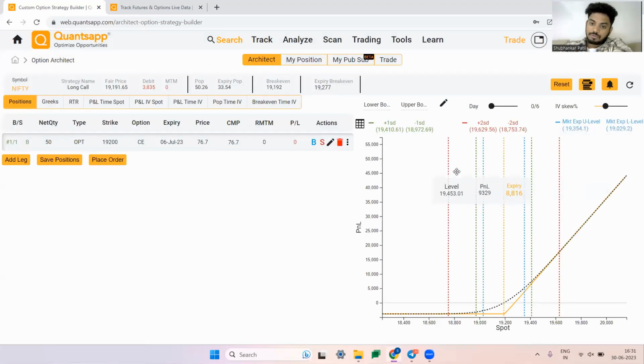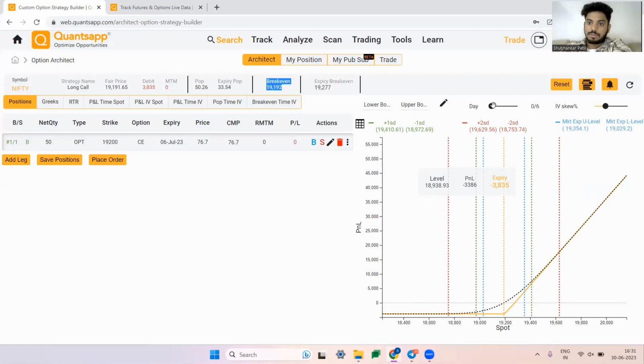Now simple, it is trying to show us on what various levels of Nifty how much profit or loss you would make in this entire option trading strategy. Now it is also showing us break even. So over here break even is 19,192 and the expiry break even is 19,277. That means Nifty has to cross above this level, only then you will make money in this option trading strategy. This is T plus N break even.